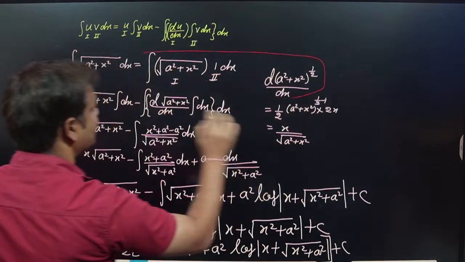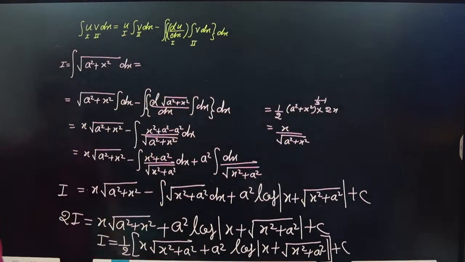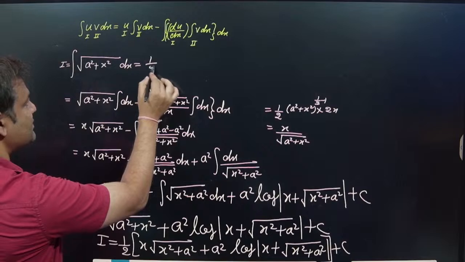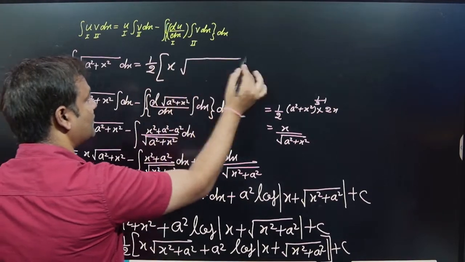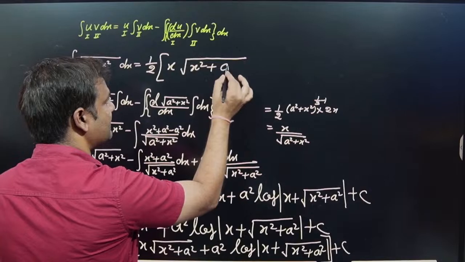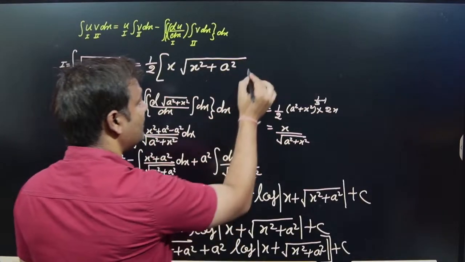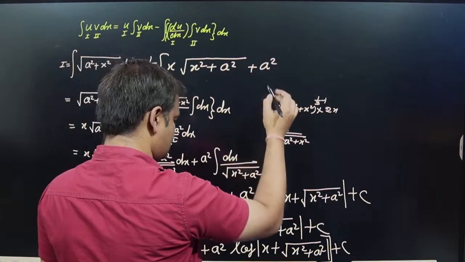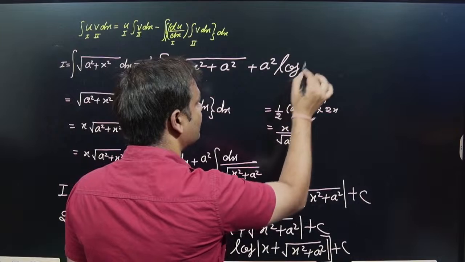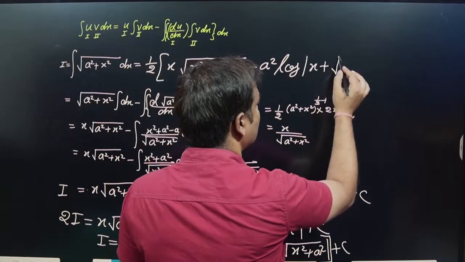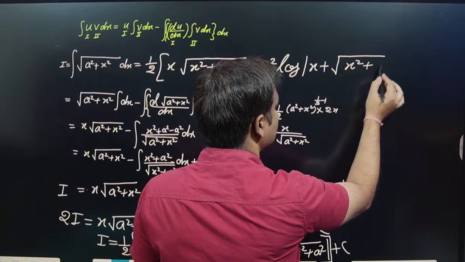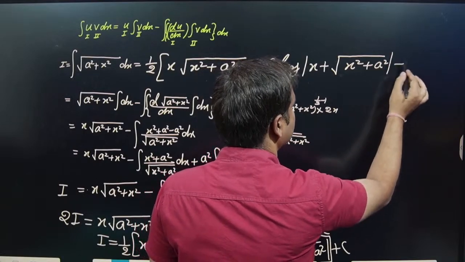So you can say that this one is written as 1 by 2, x under root x square plus a square, plus a square into log of modulus of x plus under root x square plus a square, plus c.